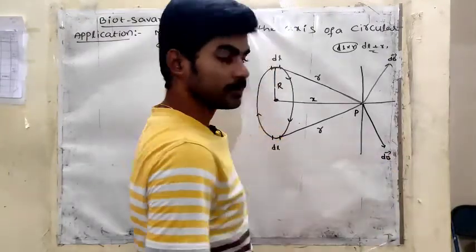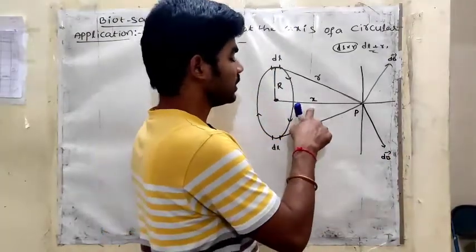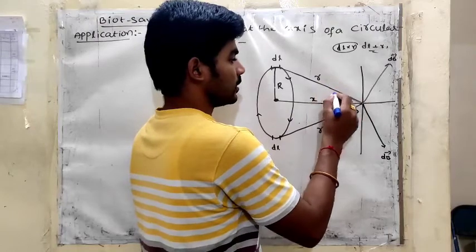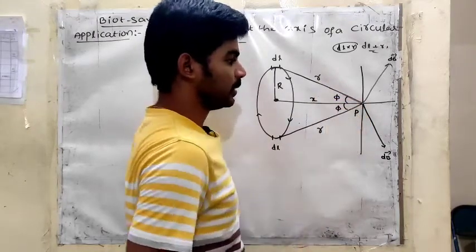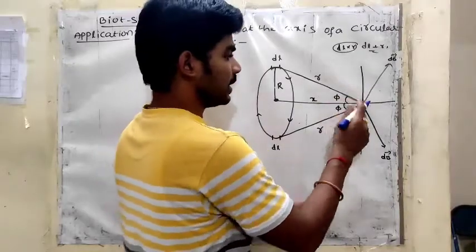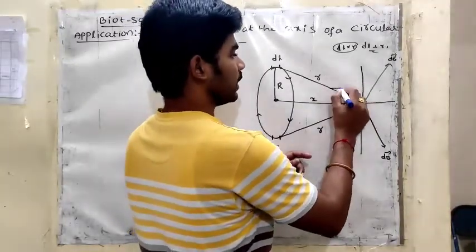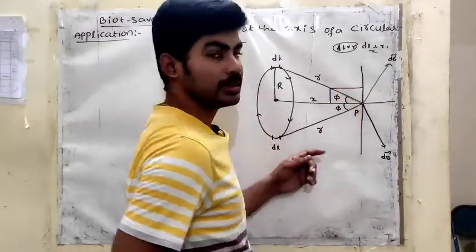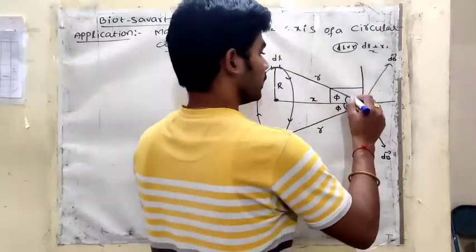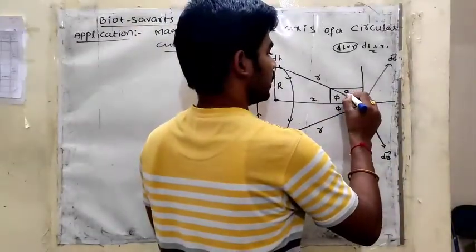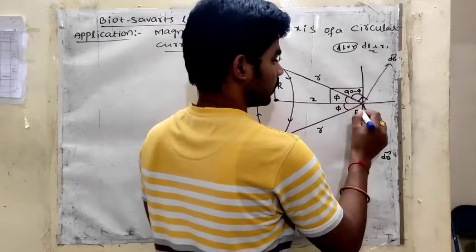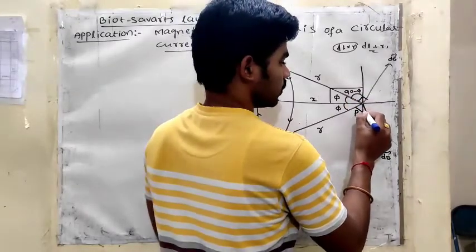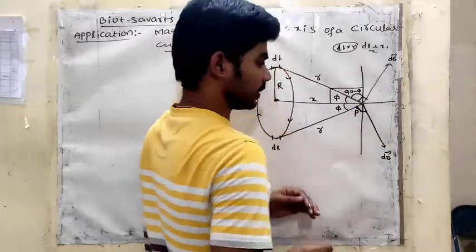So dB bar. Now this R bar vector is making an angle phi, here also making an angle phi. This total angle is 90 degrees. In that I know the phi angle, so the remaining is 90 minus phi. So these two are perpendicular only.